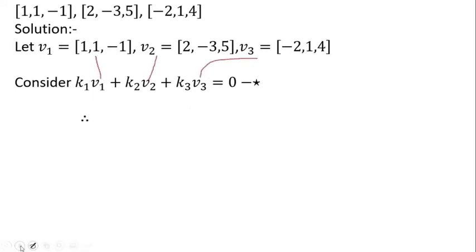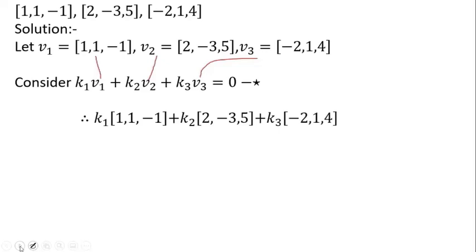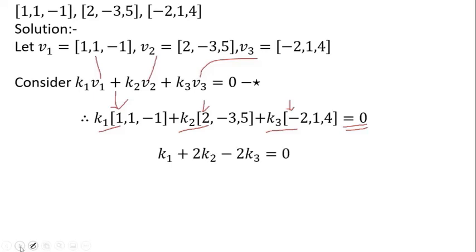So what do we get after putting the values? k1 into (1, 1, minus 1) plus k2 into (2, minus 3, 5) plus k3 into (minus 2, 1, 4) is equal to 0. The right hand side is 0, meaning the zero vector which contains 3 elements. Now we'll form equations from this: first element with first constant, second element with second constant, third element with third constant. That is, the first element of every vector is multiplied with its constant, so we get equation number 1: k1 plus 2k2 minus 2k3 is equal to 0.